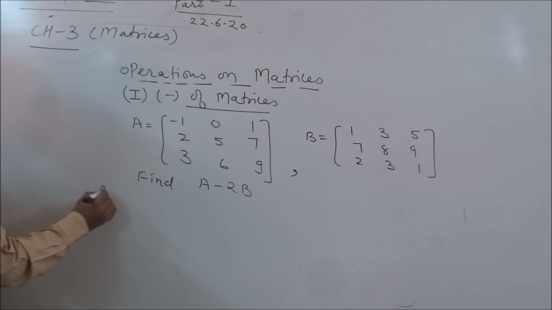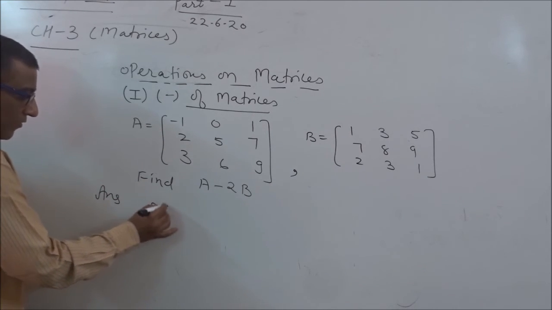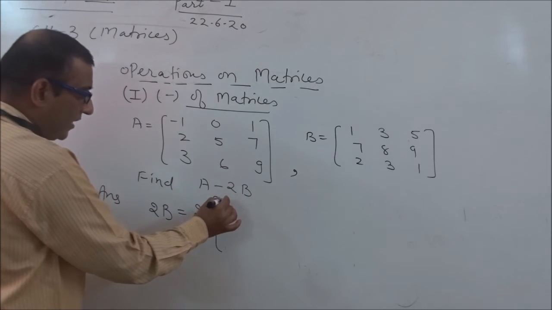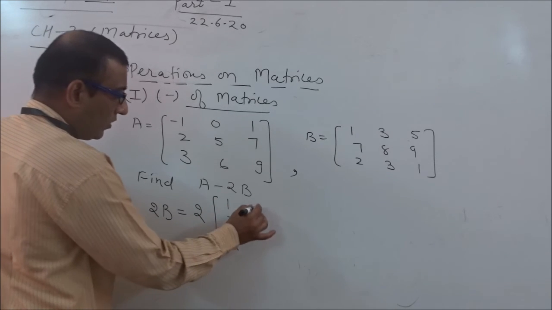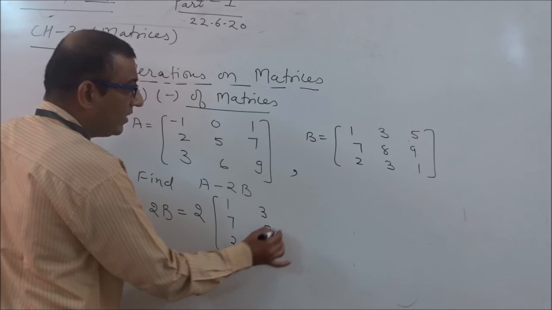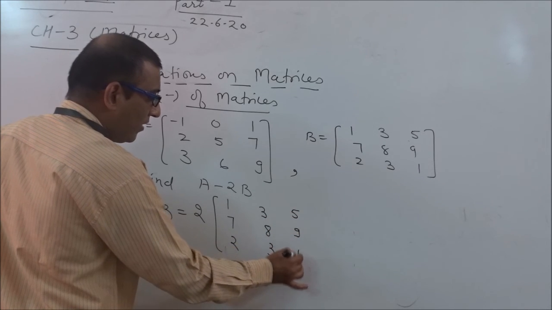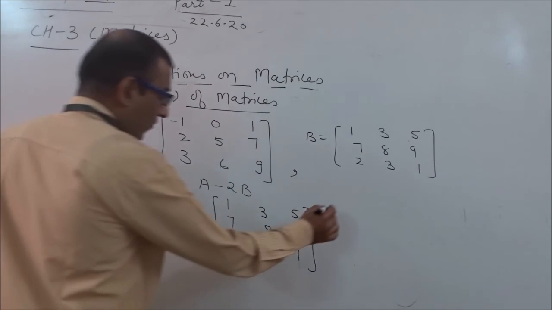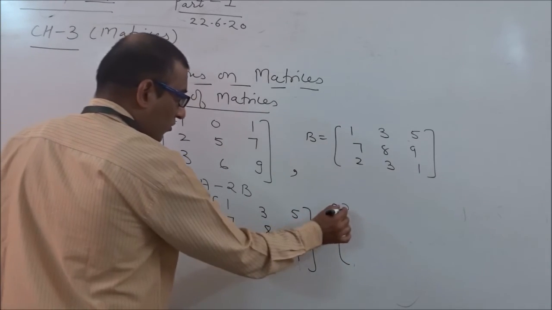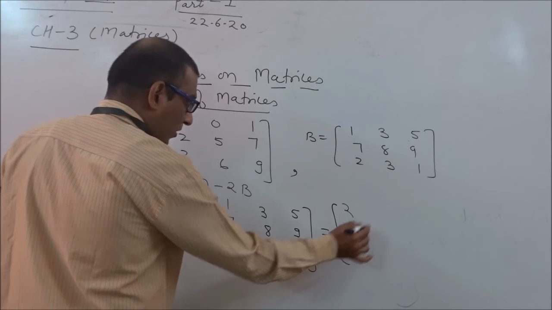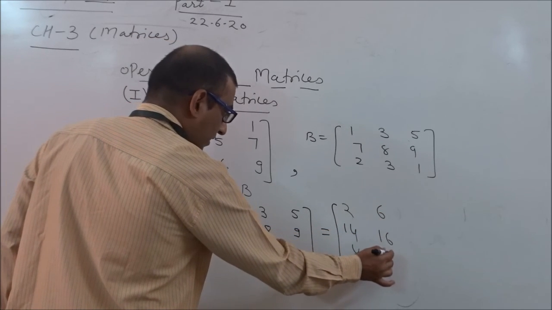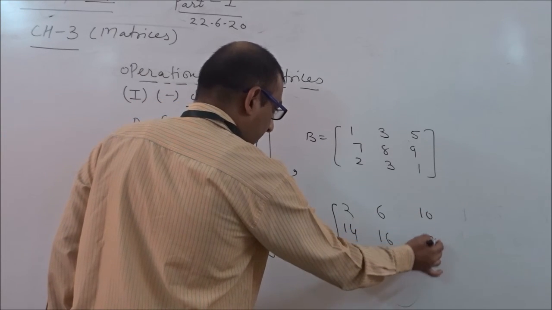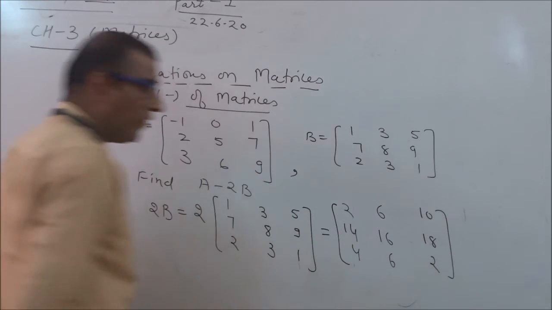So in such a question, first we will calculate 2B, and it can be done as, first we will write 2, then we will write the value of B, that is 1, 7, 2, 3, 8, 3, 5, 9, 1. Now you will multiply 2 with each and every entry. So when you multiply, 2 ones are 2, 2 sevens are 14, then 4, then 6, 16, 6, then 10, 18 and 2. So this is the value of 2B.